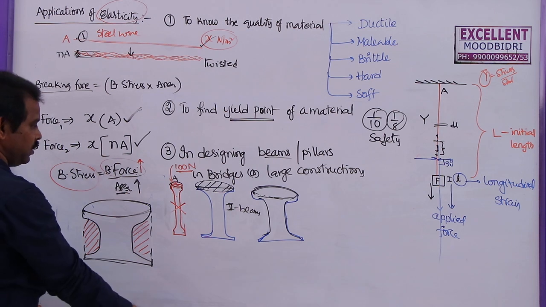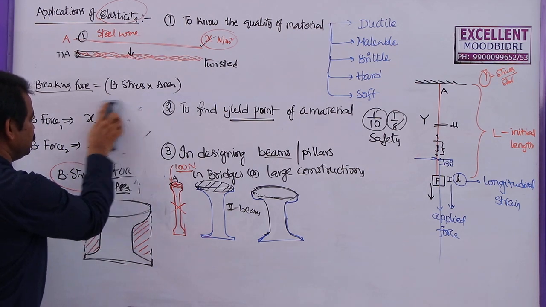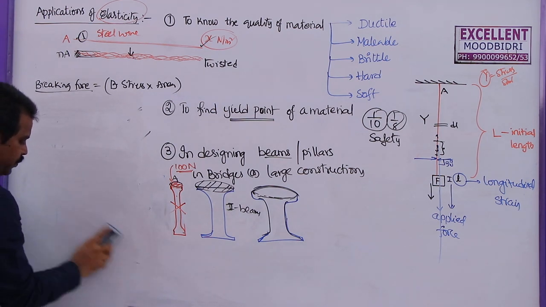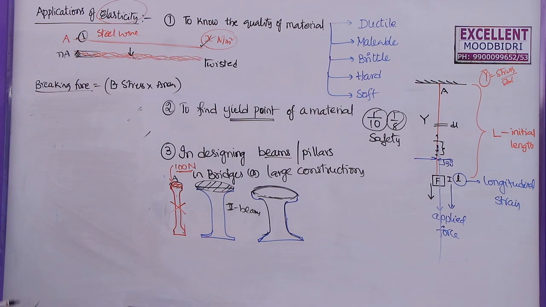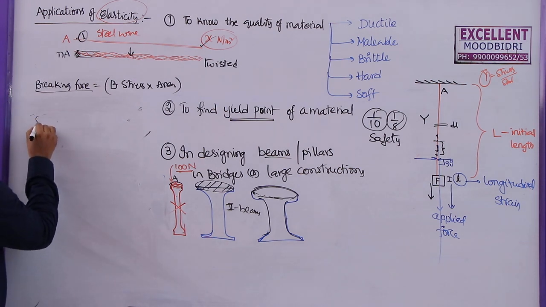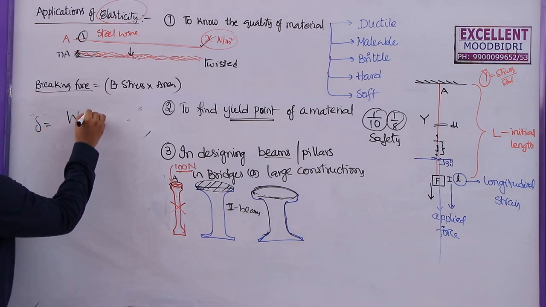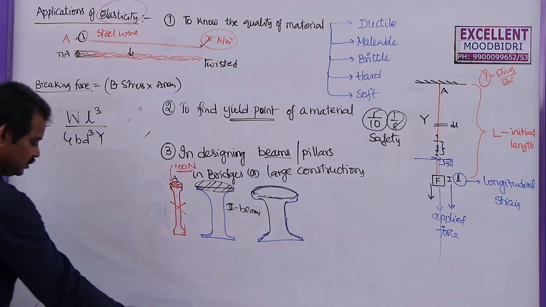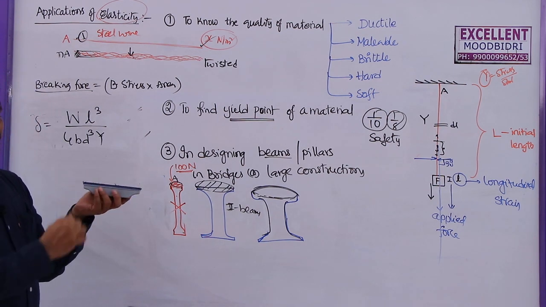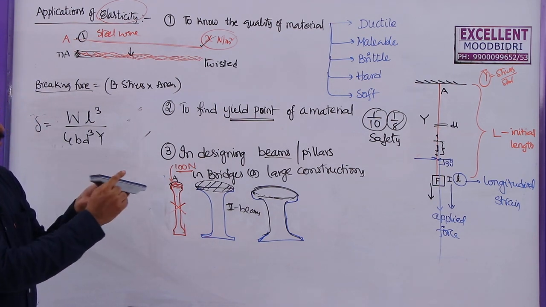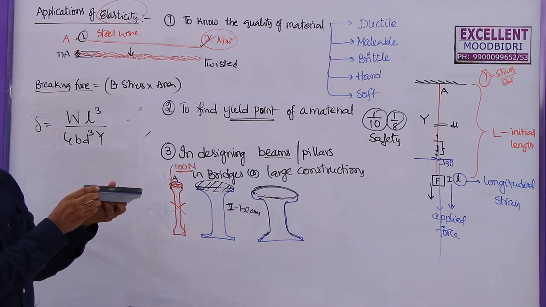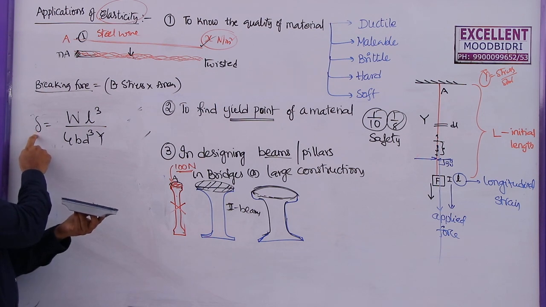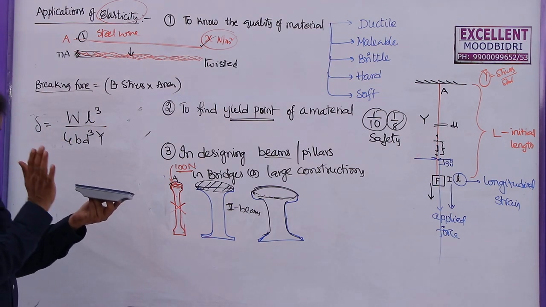Similarly, as I explained earlier, in the construction of bridges also, we used one formula for depression or dip, WL cube by 4 B D cube. Now let us say this is a bridge here. So this is L, this is width, and this is the thickness. Now if you construct a bridge like this, the depression produced at the middle is given by this formula.